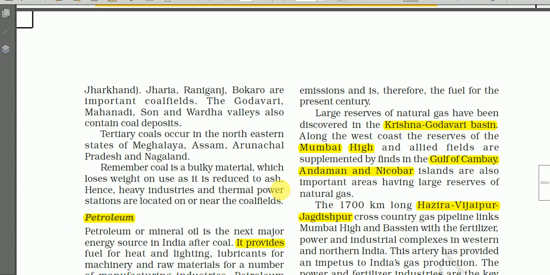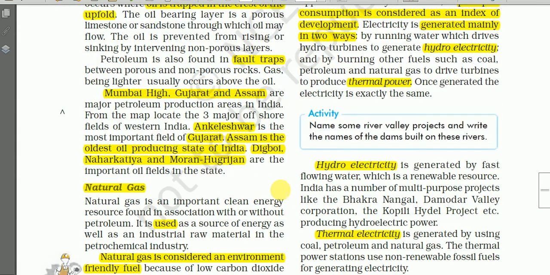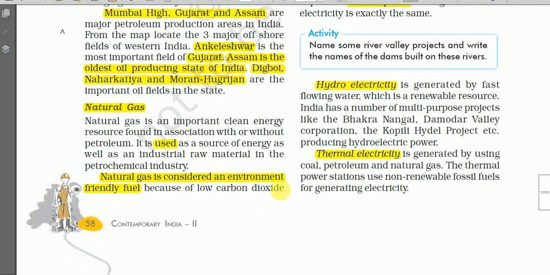Now, any question regarding petroleum? Boys and girls, are you connected? Do you hear me? Any question regarding petroleum? No, sir. Okay, then let us proceed.